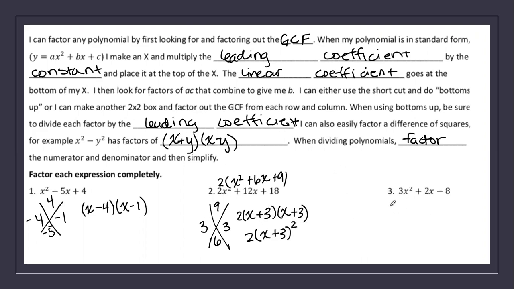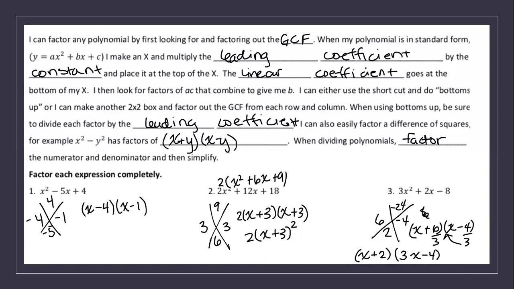For my last one, I know I do not have a greatest common factor, so I'm just going to factor those. So 3 times negative 8 is negative 24, and 2 is my b value, which is 6 and negative 4. Oops. x plus 6 times x minus 4. I have to divide by my leading coefficient since it is not 1. And I end up with x plus 2. And I slide my 3 out here since I cannot simplify anymore. So it'd be 3x minus 4 are my factors.